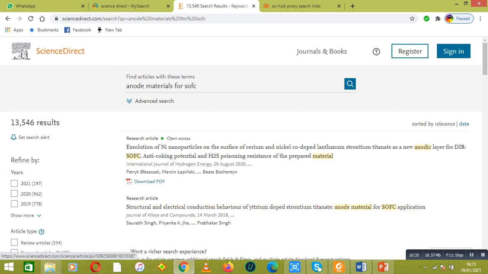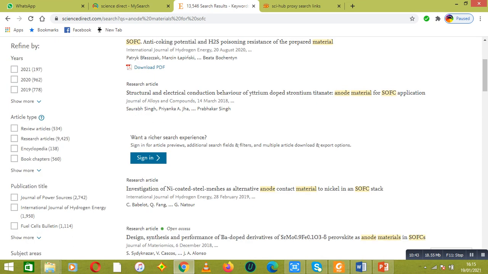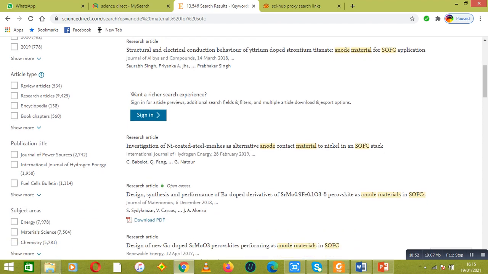Here is the article type, meaning review article, research article, encyclopedia, or maybe book chapter. Publication title means which journal the paper belongs to: Journal of Power Sources, Hydrogen Energy, Fuel Cells Bulletin, etc. Research area: energy, materials, etc. So the first column is about what you want.